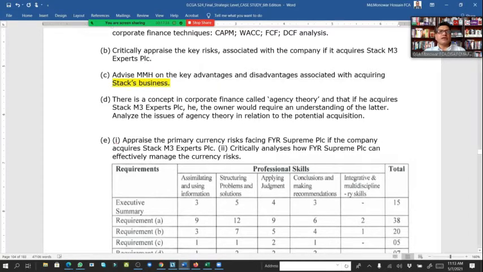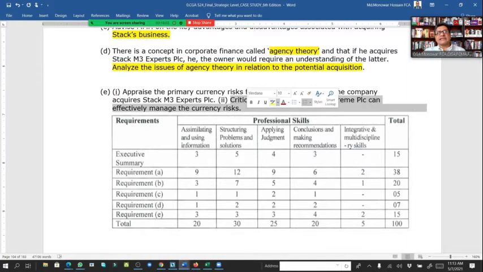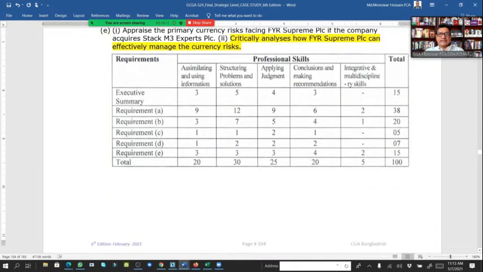And there is a concept of corporate finance called agency theory. We know it. Analyze the issue of agency theory in the acquisition. Regarding currency risks, you have to critically analyze how the company can effectively manage the currency risks. So these are all the requirements and the marks distribution.